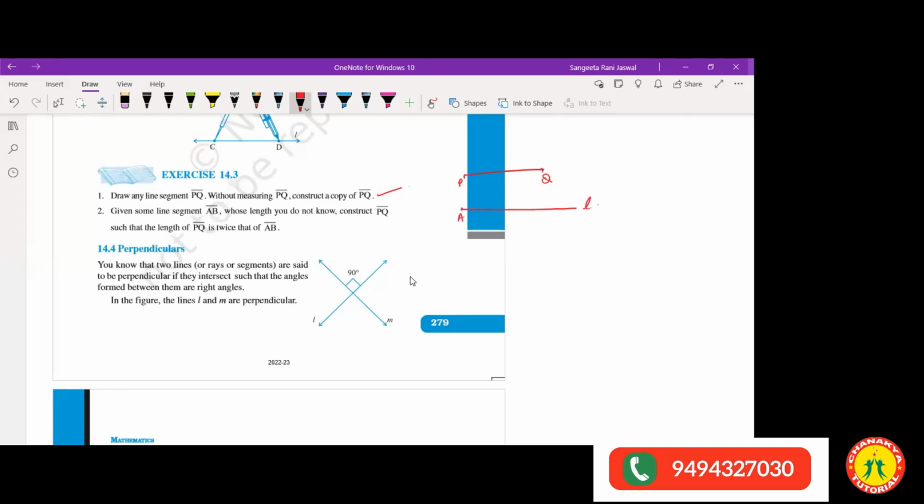With my compass, I will measure P and Q. I will keep my compass pointer at P and the pencil at Q. I will measure this with my compass, then keep my needle at point A and make an arc on this line. So this point becomes point B, and this measurement will be the same. So I can say PQ is equal to AB. That means AB is a copy of PQ.